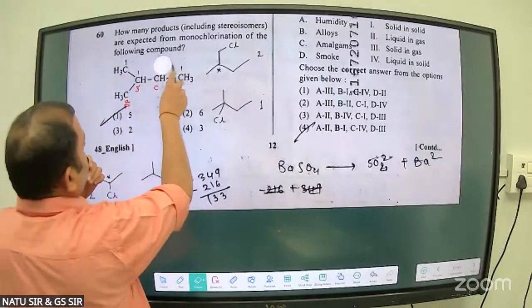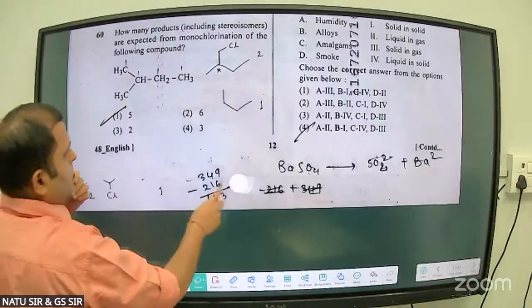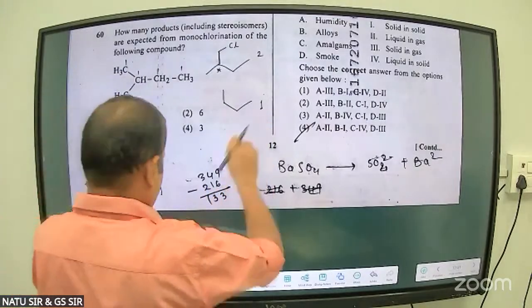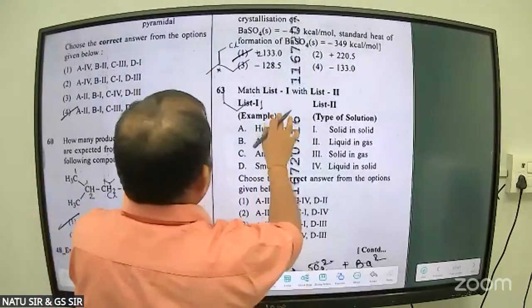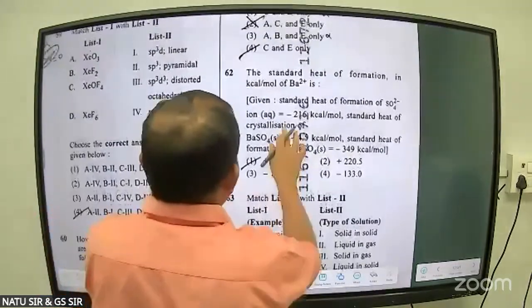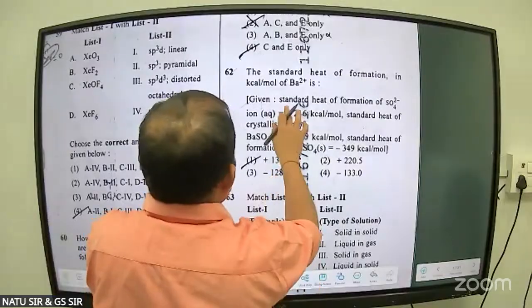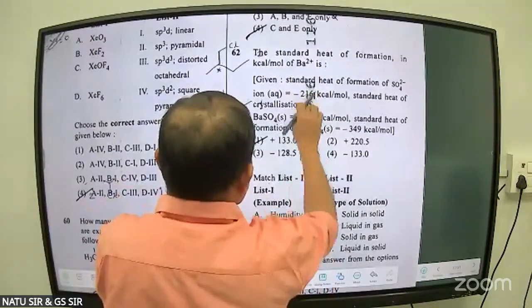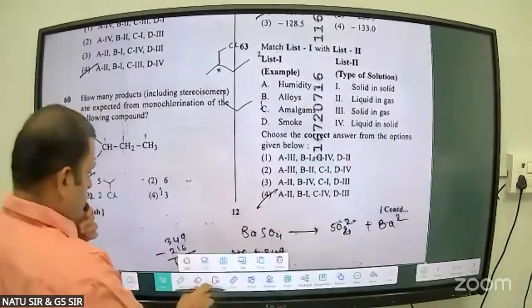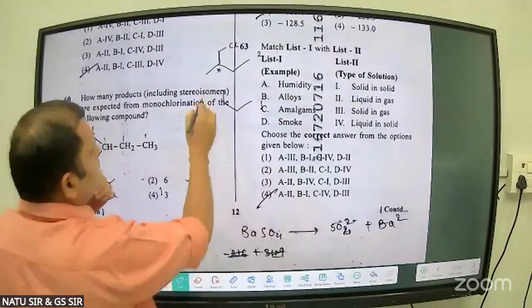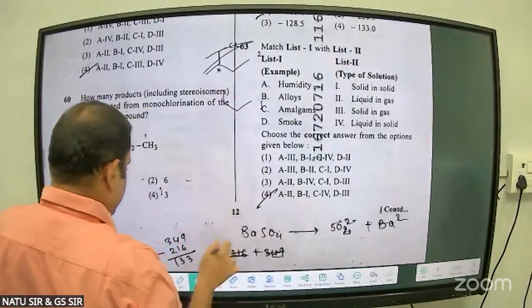So then, this one we have done already. 63. This is from the solution chapter based on different types of solutions.